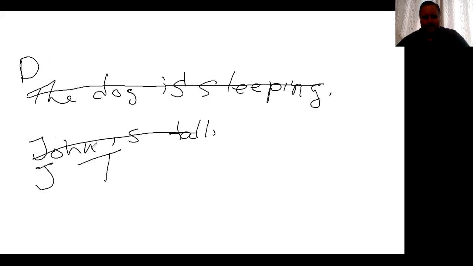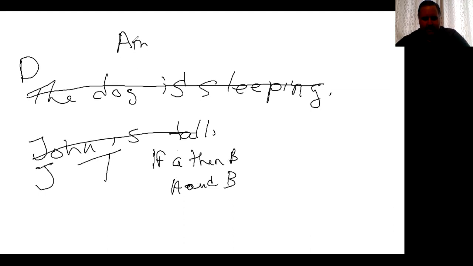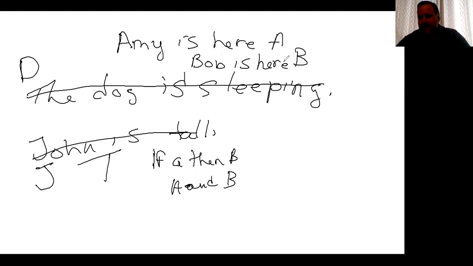Now, that's great if all you have is a bunch of simple statements like "the dog is sleepy" and "John is tall." But in order to make anything meaningful, you oftentimes have statements like "if A, then B," or statements like "A and B," something like "Amy and Bob are here." If you have a statement like that, you want to break out the idea that there are really two ideas there. There's a statement "Amy is here," and a statement "Bob is here." You want to separate those out as two different letters, even though it's one sentence, because that's a compound sentence. It has more meaning than just one idea. "Amy is here" is one idea. "Amy and Bob are here" is two ideas.